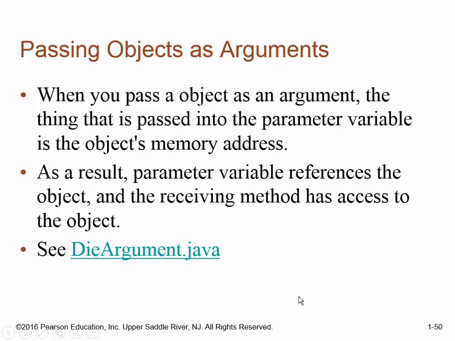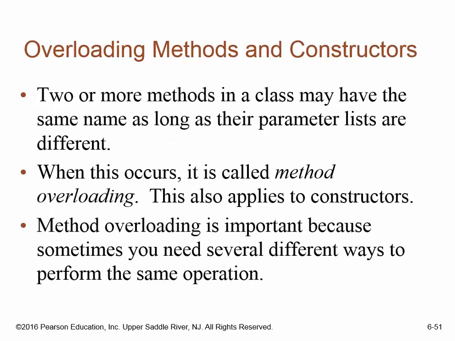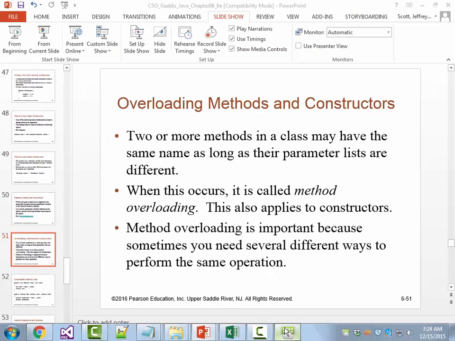All right, when you pass an object as an argument, you're passing the address. So any change that you make to it is a permanent change. All right. Now, the next thing to discuss here, because we're almost to the end of the chapter, talks about overloading methods. And you already saw it, even if you don't realize it.